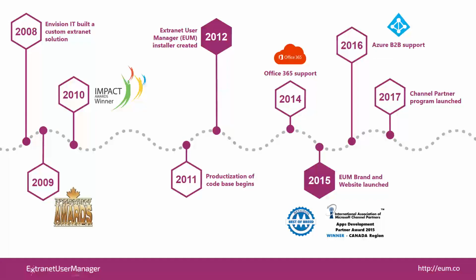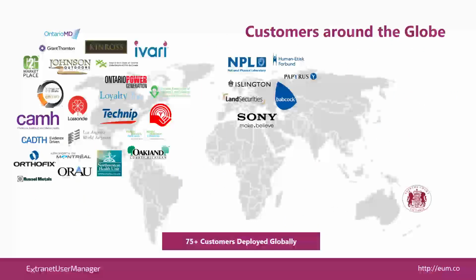It's gone through a couple of iterations and major versions since then. Back in 2014, we added Office 365 support. So that was a major technology change under the hood for us to support that. 2015, we launched our own brand for Extranet User Manager. We added Azure B2B support last year and launched our channel partner program this year. We're also just launching version 4 of Extranet User Manager, which is what I'm going to be demonstrating today. Customers around the globe. Yes, we've got customers here in Canada where we're located, in the US, Europe, Australia, Asia as well.